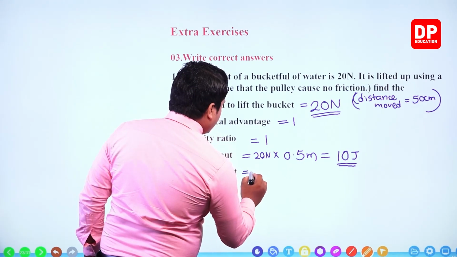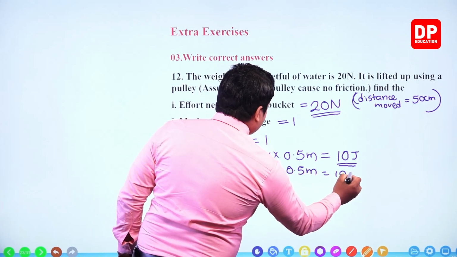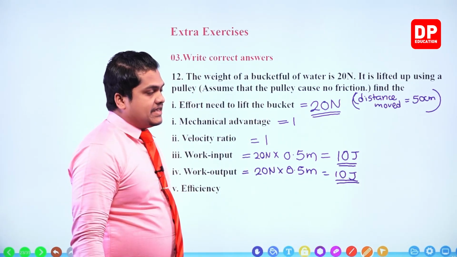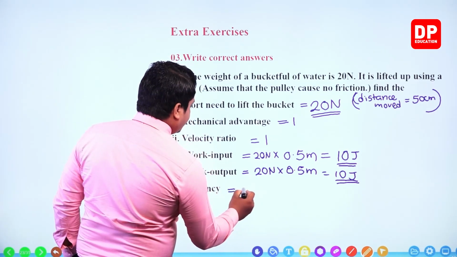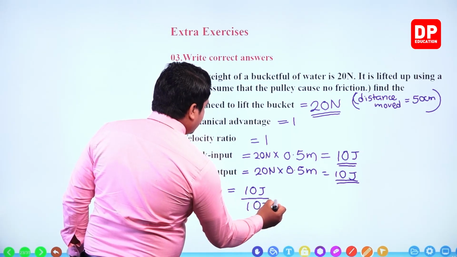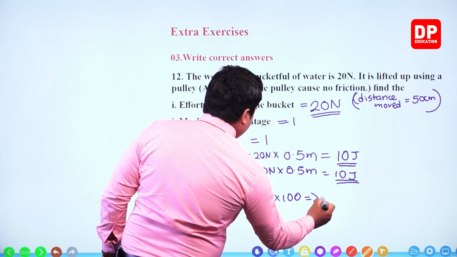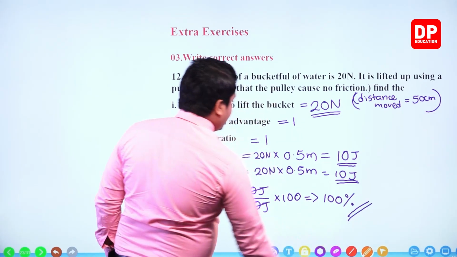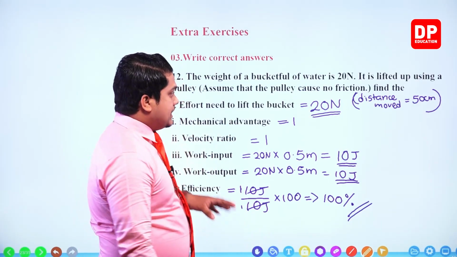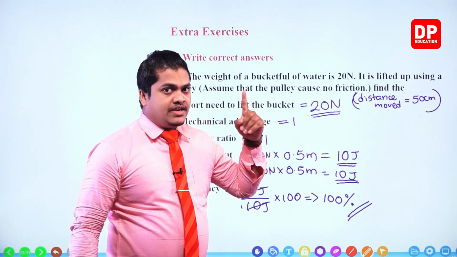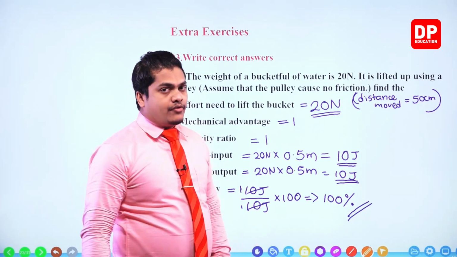Then work output is equal, once again, to 20 Newton into 0.5, again 10 joules. You know that when using a pulley, work input is equal to work output. So when you divide those two and multiply by 100, the efficiency is 100%. So efficiency is equal to 10 joules over 10 joules times 100, 100%. Very simple. So questions related to pulleys are very simple. Always the mechanical advantage and the velocity ratio are equal to 1. The effort is similar to the load if there is only one pulley, right? Then the work input is equal to the work output and the efficiency is always 100%. This is for a pulley.